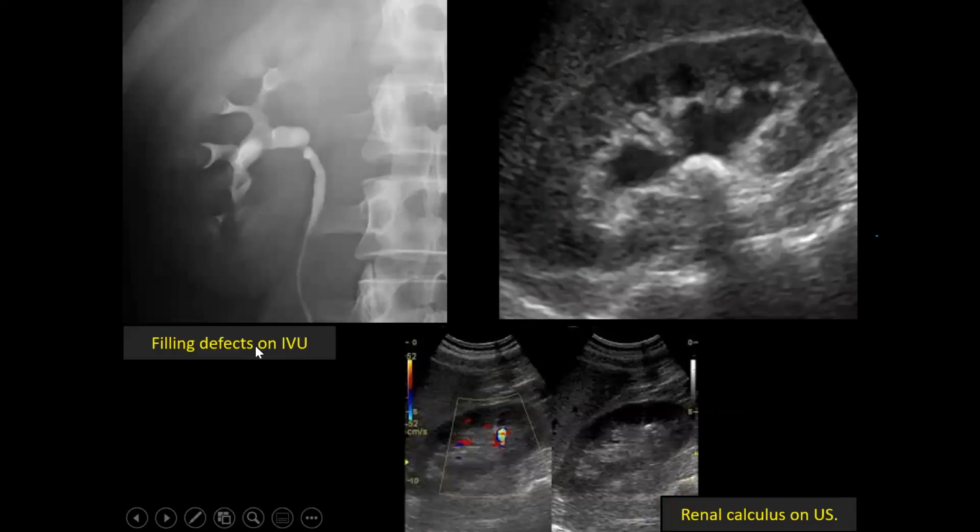Now look at the IVP image, look at the filling defects. This is the normal C-shaped calyx, which should always be seen like this. This is the filling defect, maybe because of the stone, as we can see the stone here with the focal shadowing here. Doppler is very sensitive to pick up stones because it elicits artifacts like this. So Doppler is a better way of picking up small calyceal stones which are not optimally giving any shadow.